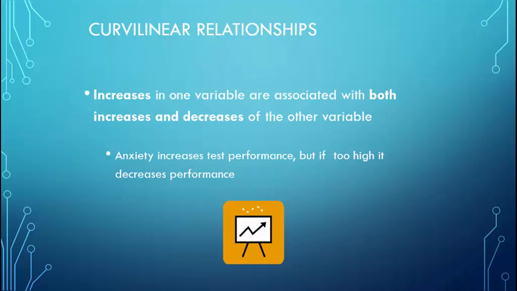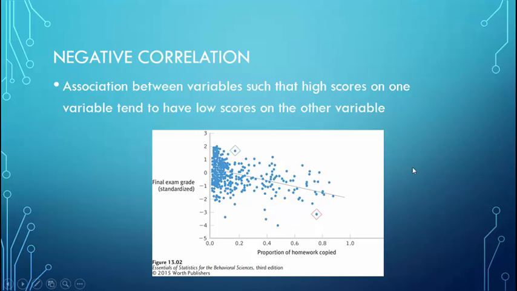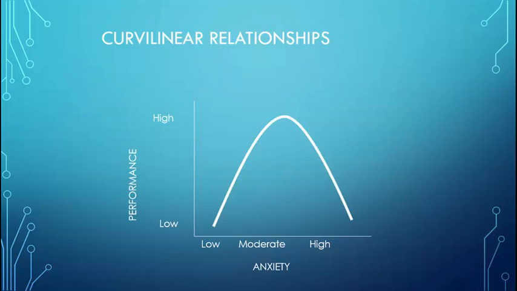Up until now, with our positive and negative correlations, we're talking about how these variables are related in terms of a straight line. And humans are often a lot more complicated than that. So our behaviors are often related in more complicated ways. This is a relationship between anxiety and test performance. This is a curvilinear relationship.